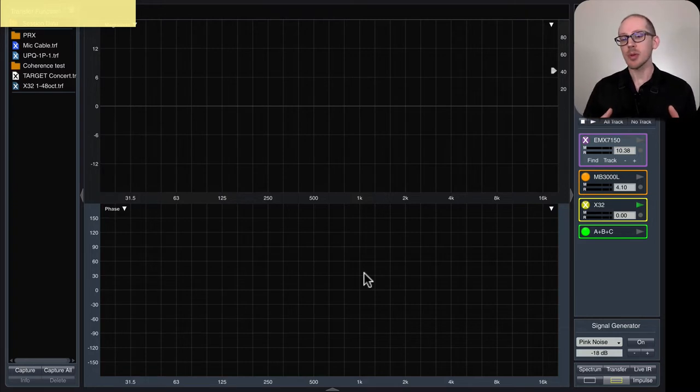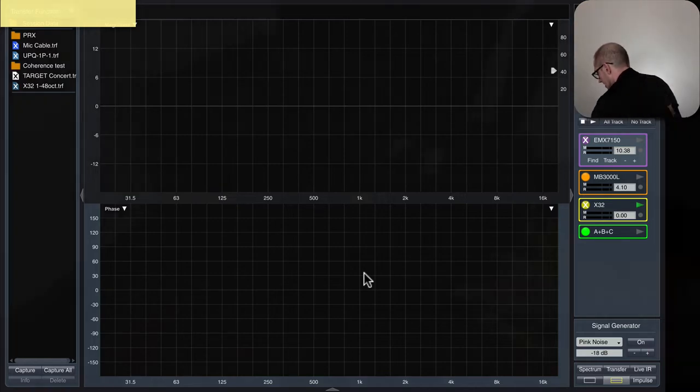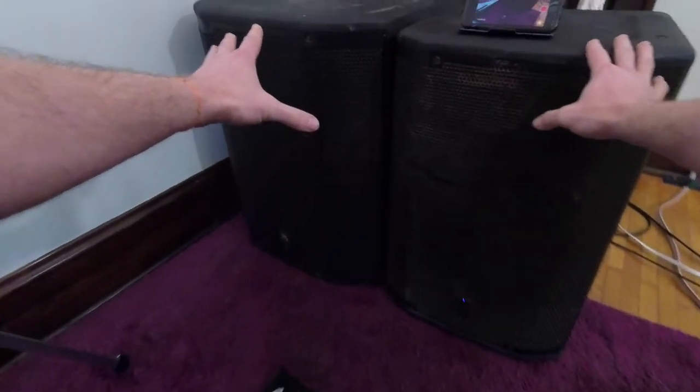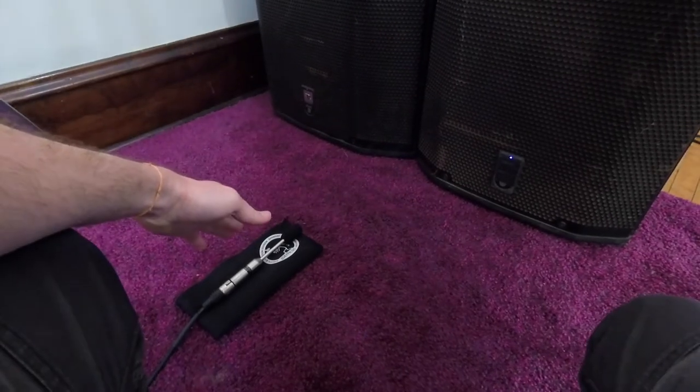Since this is the first time I'm doing this, I want to make it super simple on myself. So I'm going to put the speakers on the ground and right next to each other. Let me show you the setup. All right, so here's my two speakers. I've got them on the ground. I've got my sub here. I've got my main here. And in between them, I've got the microphone.